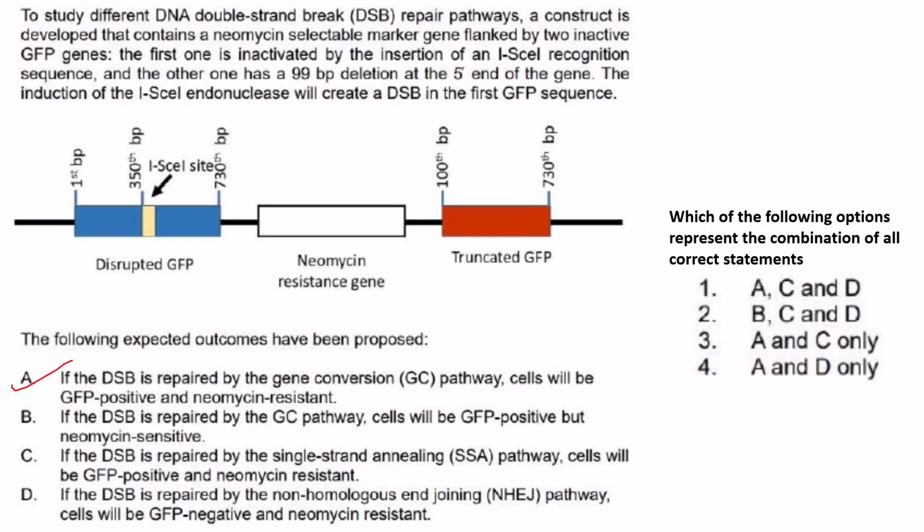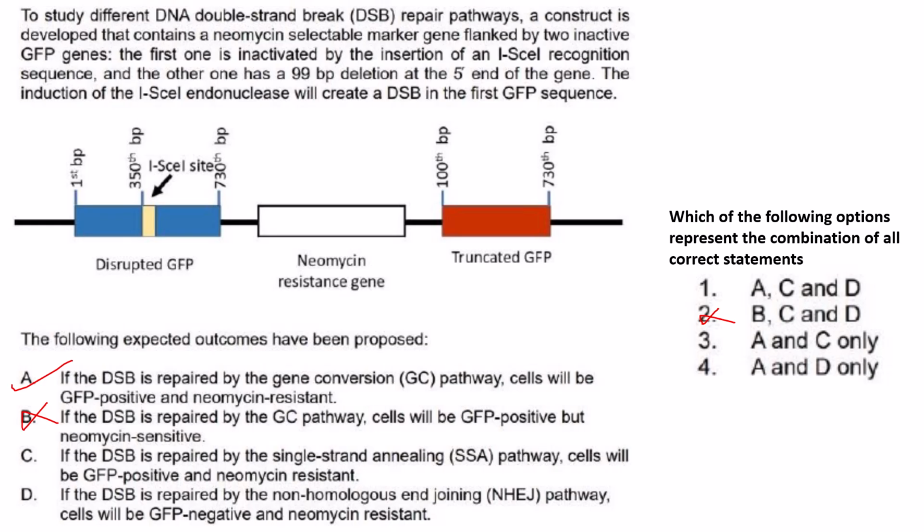Now if double-stranded break is repaired by the GC pathway, okay, GC is gene conversion, cells will be GFP positive and neomycin sensitive. No, they will be neomycin resistant. So B is wrong, A is correct. So 2 gone. Now C, if the double-stranded break is repaired by single-strand annealing pathway, cells will be GFP positive and neomycin resistant. No, they will be GFP negative and neomycin sensitive.